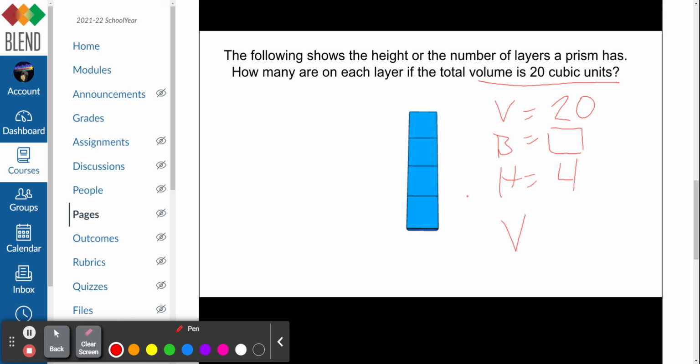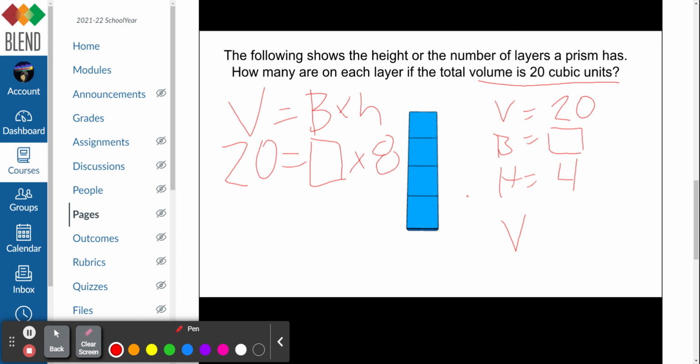So volume, let me do it over here. Volume equals base times height. Our volume is 20. Our base we don't know times our height of 8.